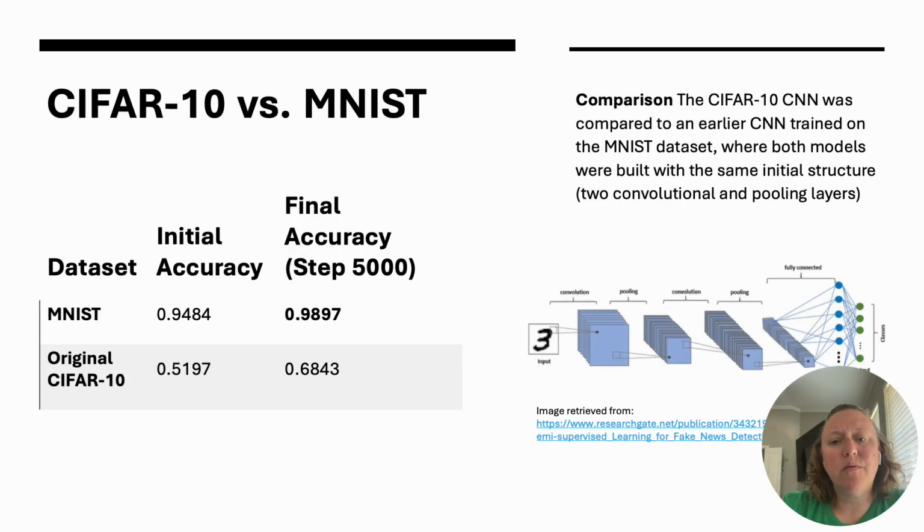Comparing our results from the MNIST dataset to those of the CIFAR-10 dataset, starting with MNIST, the performance here was excellent. The model achieved an initial accuracy of 94.84% after just 100 steps. By step 500, the accuracy had climbed to 97.8%, and it continued improving steadily throughout the training.